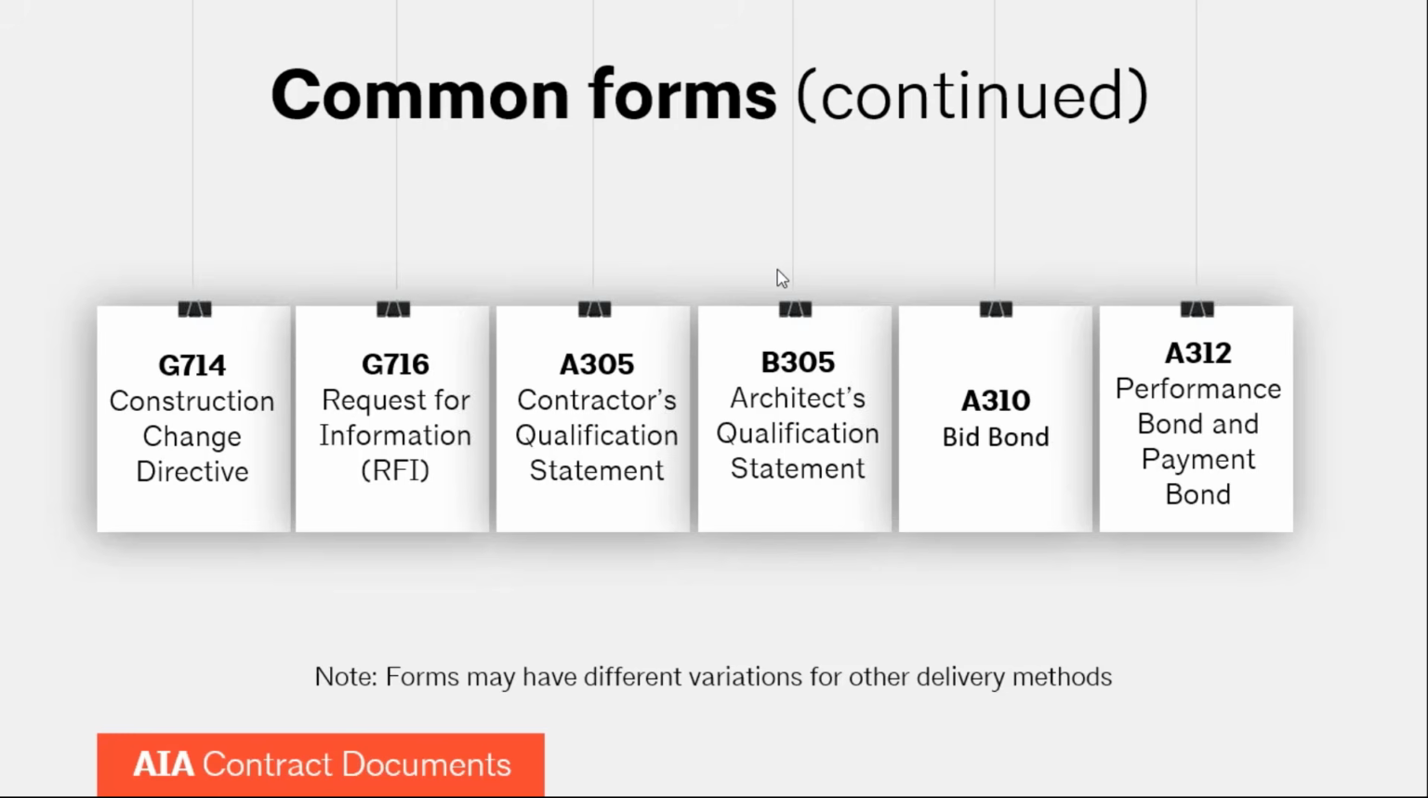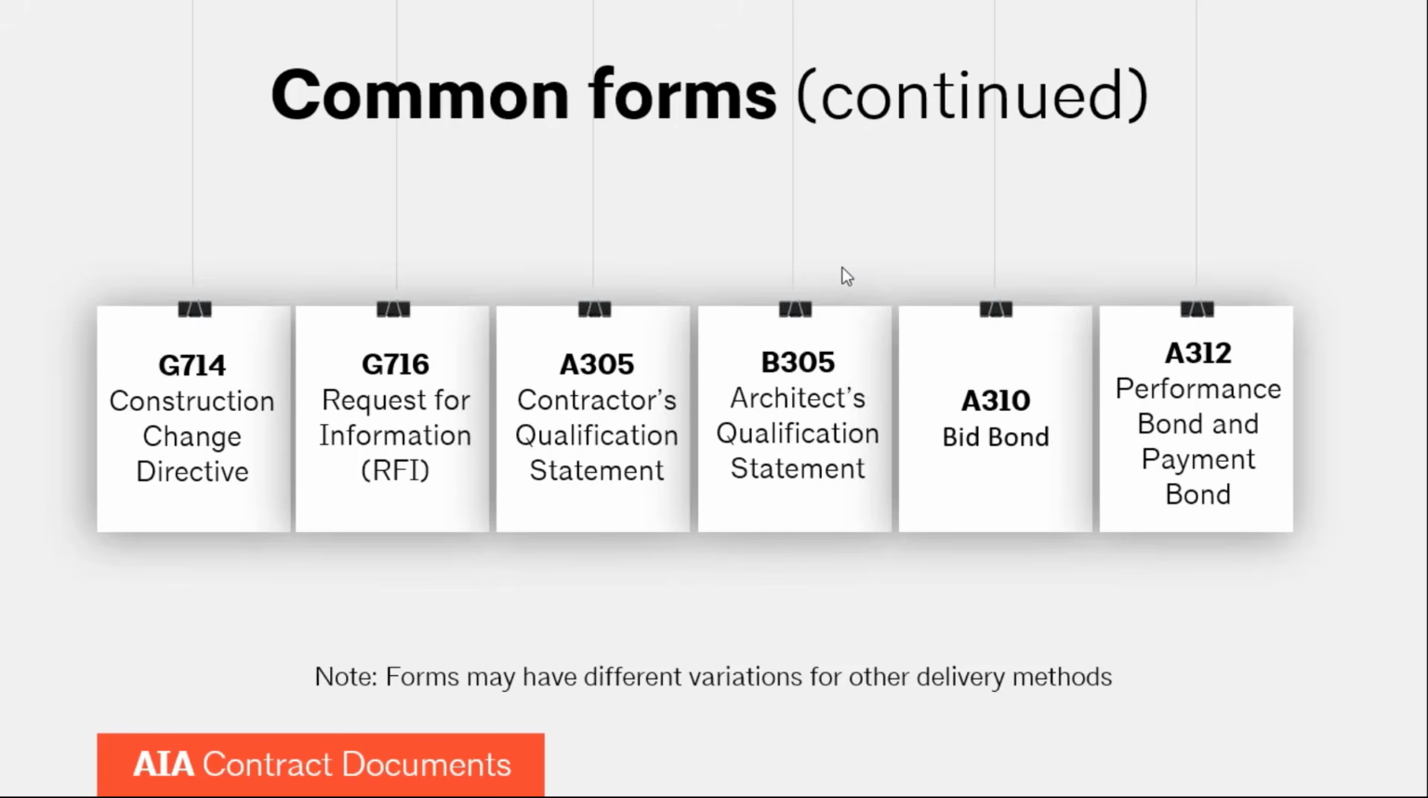G716 is an RFI, request for information. Again, pretty broad, pretty simple. It's just for one party requesting information from another party. So it's a way to keep track of that. It's just an instrument to say, okay, this party is requesting this piece of information, and to have it organized in that way. So that way you know when and where and what was being requested.